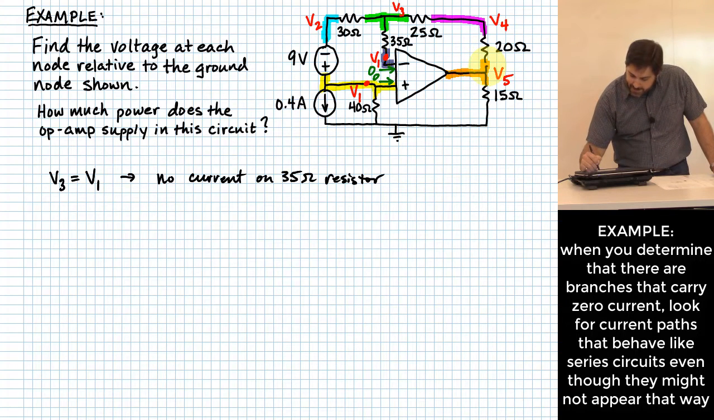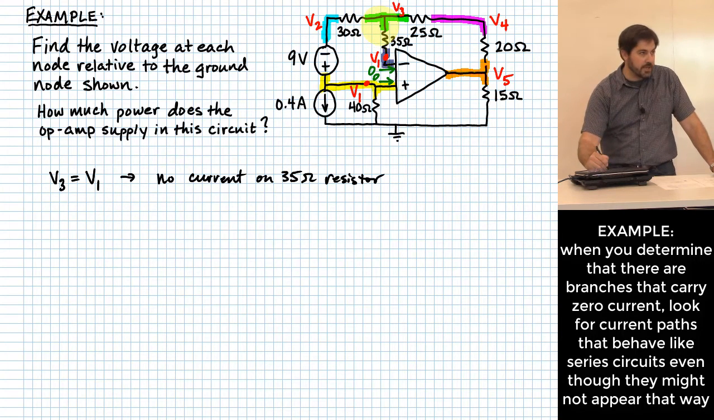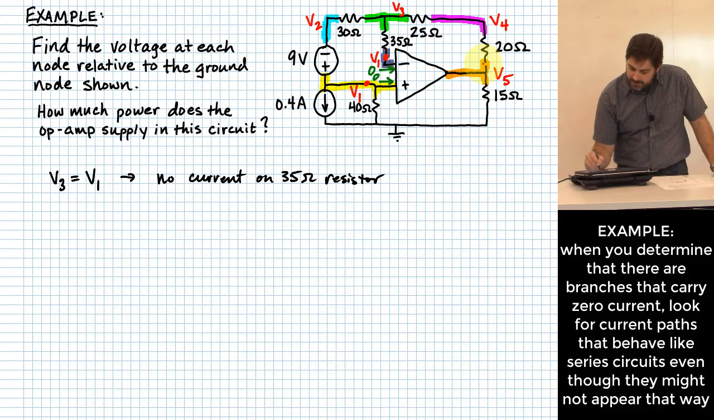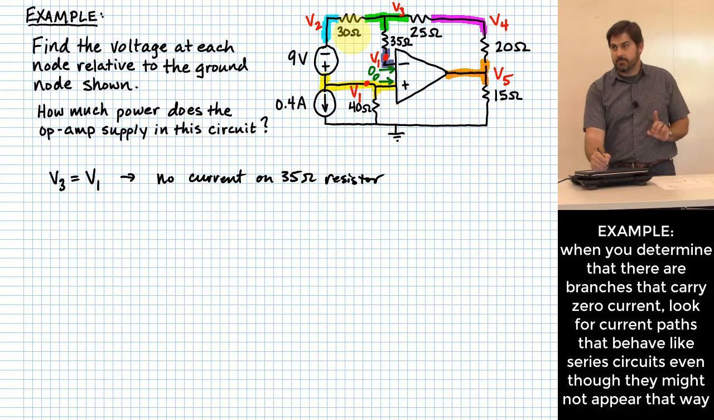There is a path for current to go that flows all the way from the output of the op amp up through where this voltage V4 is, through the 25 ohm resistor, through V3, through the 30 to V2. I have zero current, though, splitting off in that green shaded node up there. What does that tell me? That means I only have one path. It really means that functionally the 20, the 25, and the 30 are in series, right? They all carry the same amount of current.